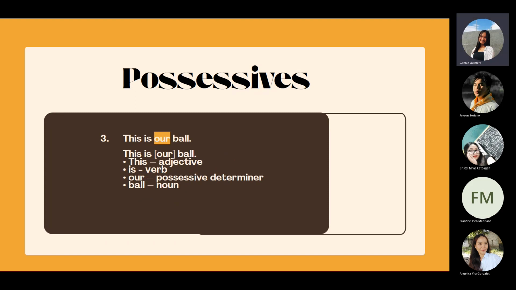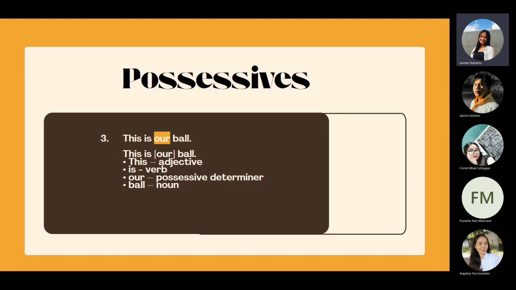Next, okay, so this is our ball. The application of syntactic environment is: this is an adjective, is a verb, our is a possessive determiner, and ball is a noun. In this example, the noun is ball, and the word that comes before the noun is our, and it's a possessive determiner, as it tells that the ball belongs to the first person.